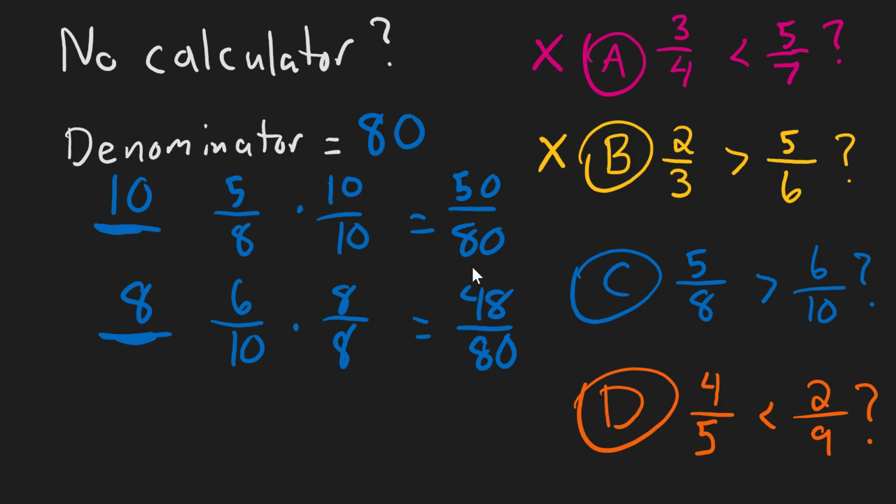5/8 is the same as 50 over 80, and 6/10ths is the same as 48 over 80. And so is it true that 50 over 80 is greater than 48 over 80? Yes, it is. 50/80ths is greater than 48/80ths, and so C is true.